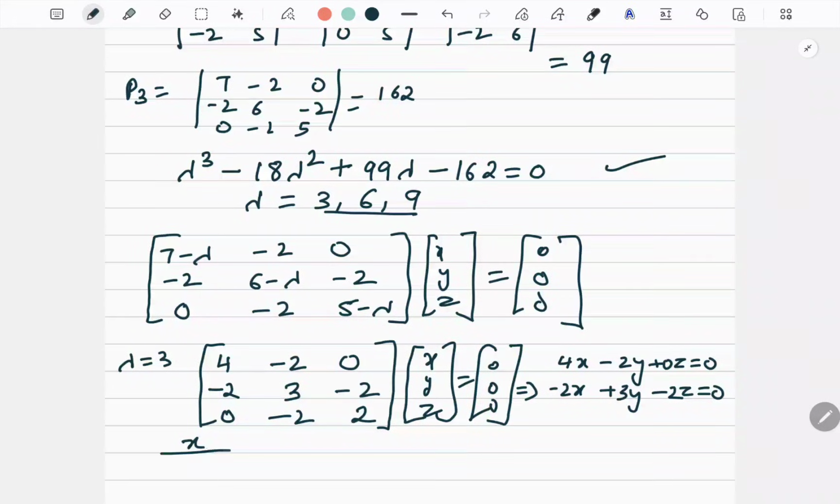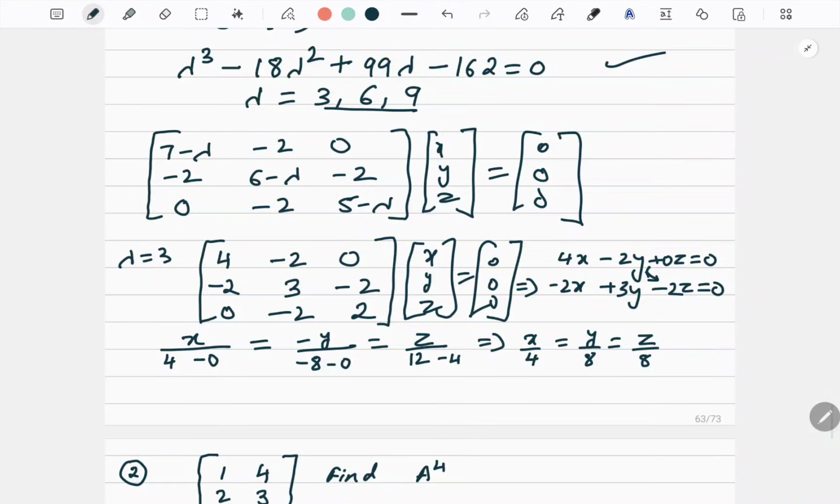Cross multiply means x upon, hide this, now multiply these two coefficients. So, minus 2 into minus 2 is what? 4. Minus 0 is equal to minus y upon, like determinant only. So, 4 2s are 8. So, here minus 8 minus 0 is equal to z upon 4 3s are 12 minus 4, implies x upon 4 is equal to y upon 8 is equal to z upon 8.